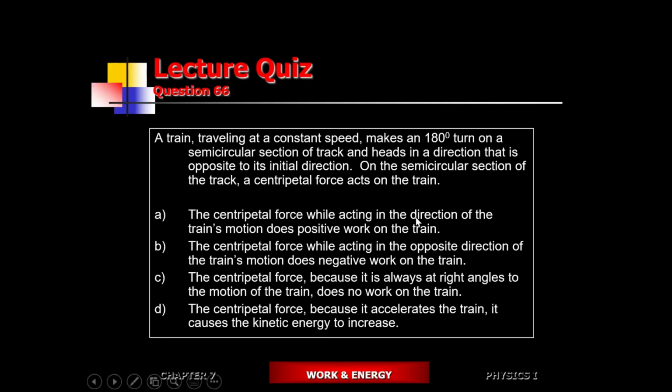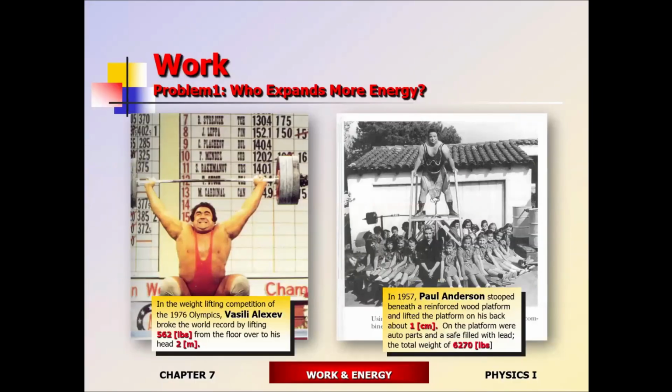Okay, very good. C is the best answer. Absolutely. Give yourselves 10 points for those of you guys who pick C. C is the best answer.